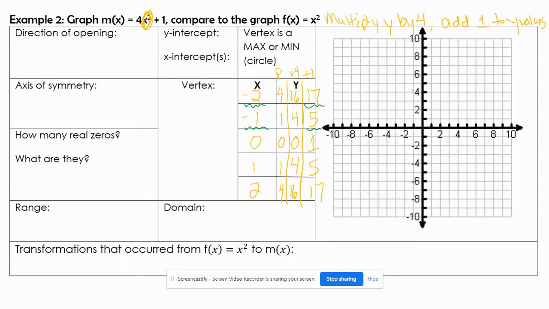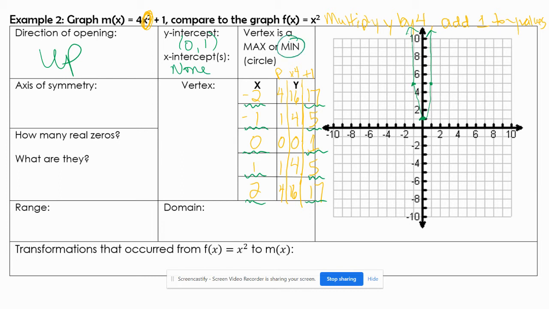-1, 5. 0, 1. Here. 1, 5. Here. And then 2, 17 again is way off the graph, so I'm not going to be able to graph that. I know it's going to be a very skinny U here. And there we go. There's our graph. This is definitely opening up. Our y-intercept, where our graph touches the y-axis, is at 0, 1. We don't have any x-intercepts here.